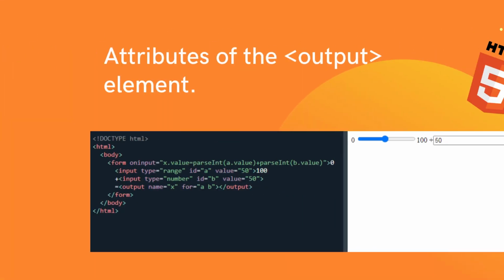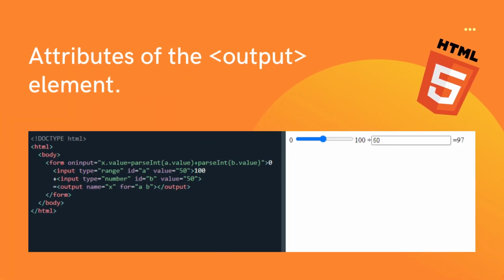Example: attributes of the output element. The for element id attribute defines the relationship between the result of the calculation and the elements used in the calculation. The form id attribute specifies one or more forms to which the output element belongs. The name attribute defines the name of the output element.